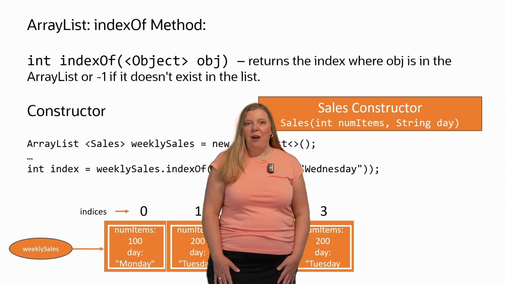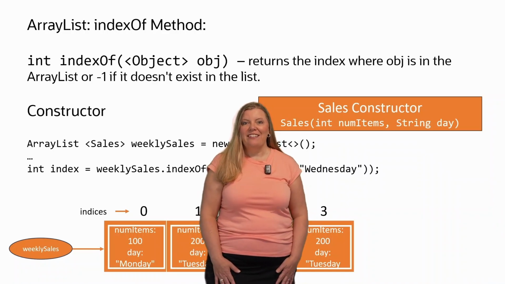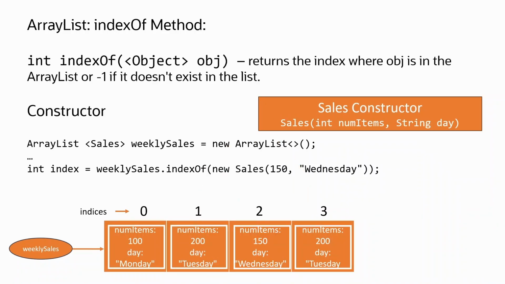Do you need to know where a particular element is in your ArrayList? You can use the method indexOf. Come on, let's learn some Java. This will return the index of where the first occurrence of obj is in the list, or -1 if it doesn't exist. So let's see how this works.